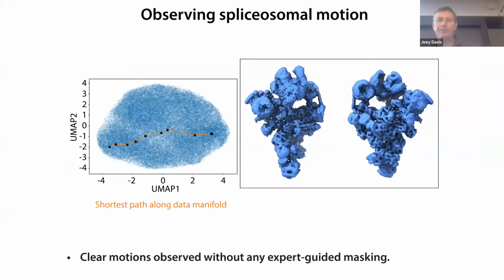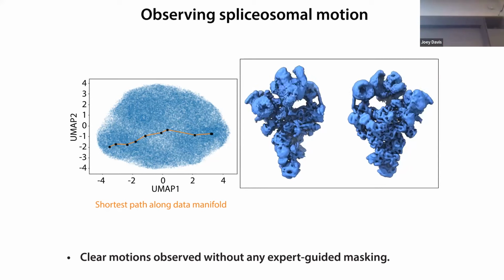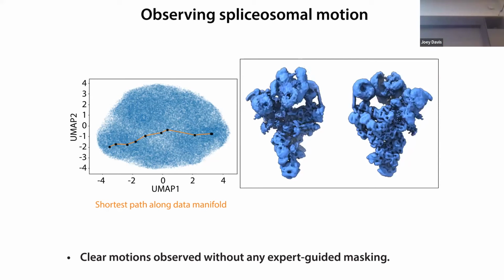One more time. We can just feed it these data sets, and if we walk along the data manifold, now we actually start to see these motions that were blurred out previously. There's no masks applied here. There's no expert guided intervention. We're just letting the data define the sort of motions that we can see.